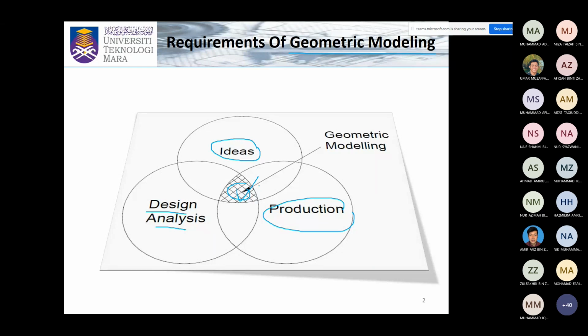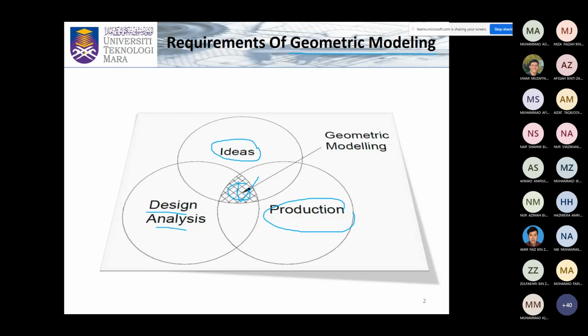So we learned in chapter 1, right? Model-centered engineering system. This is where the geometric model is actually the model center over here.